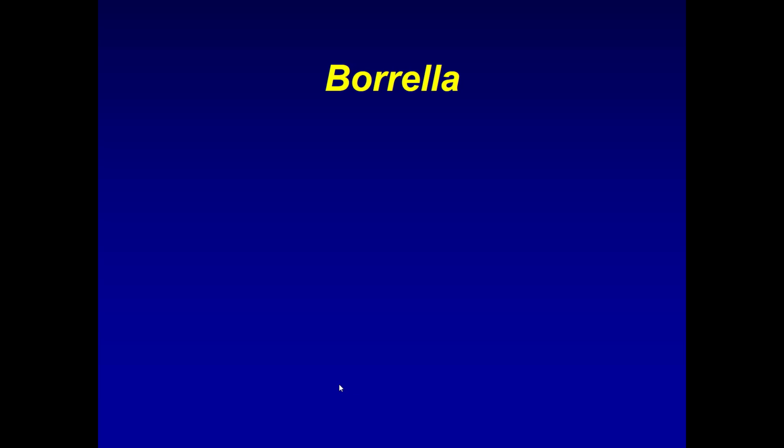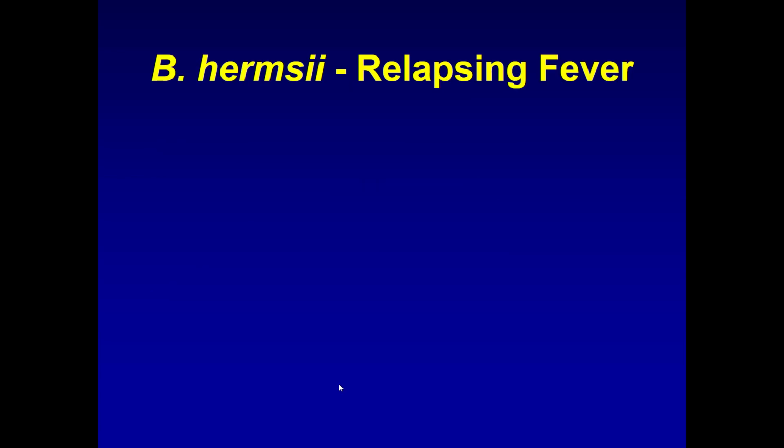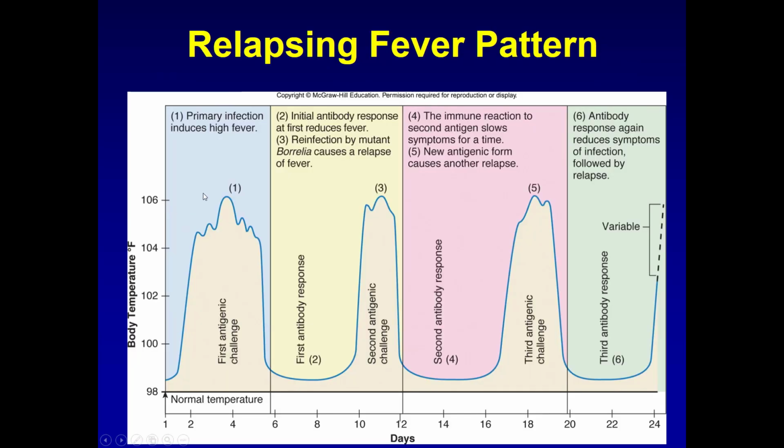spread through the urine. So then we get Borrelia, and there's 2 species of Borrelia that you need to know. Borrelia hermsii, that causes relapsing fever, and Borrelia burgdorferi, the causative agent of Lyme disease. So remember, with relapsing fever, hermsii has these relapsing eyes. So hermsii. So relapsing fever, this is what I want you to know about it.